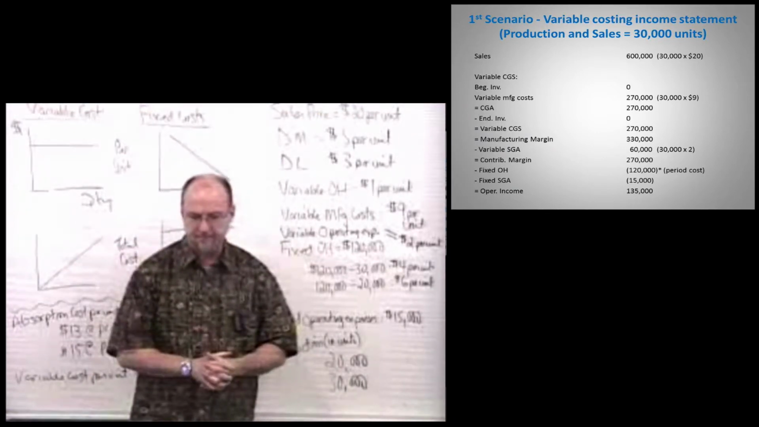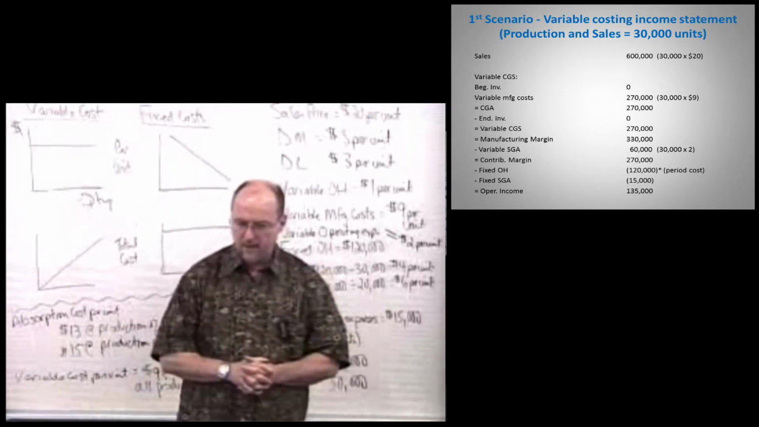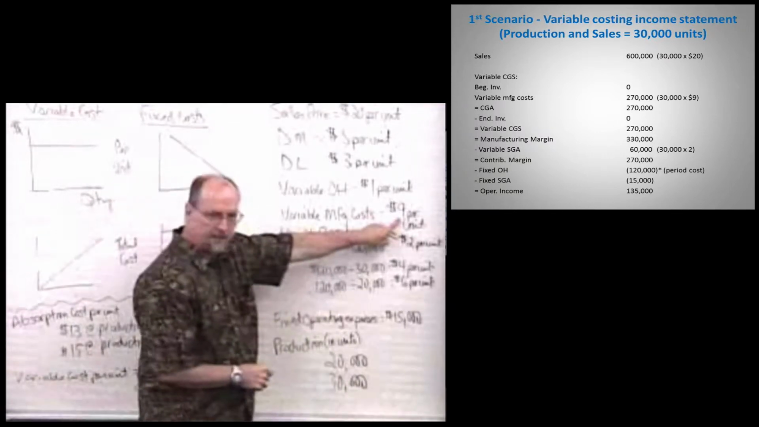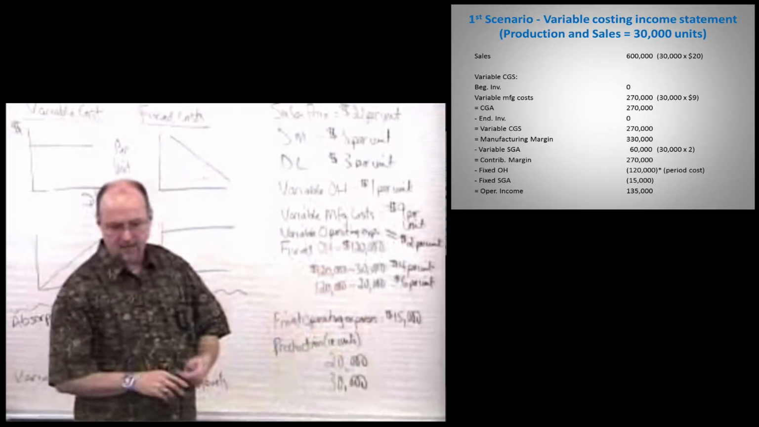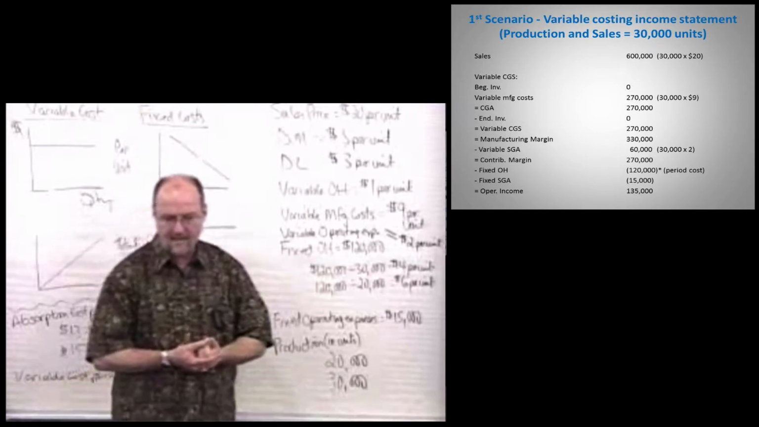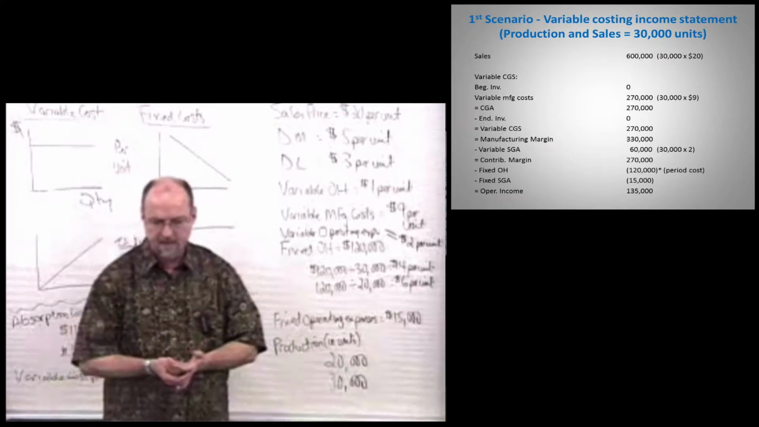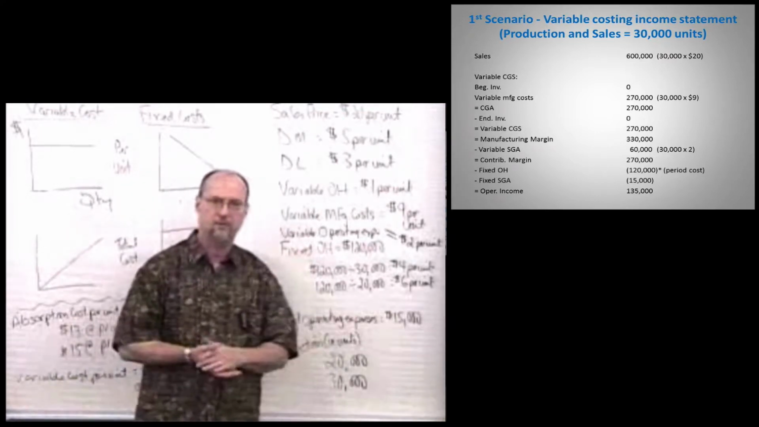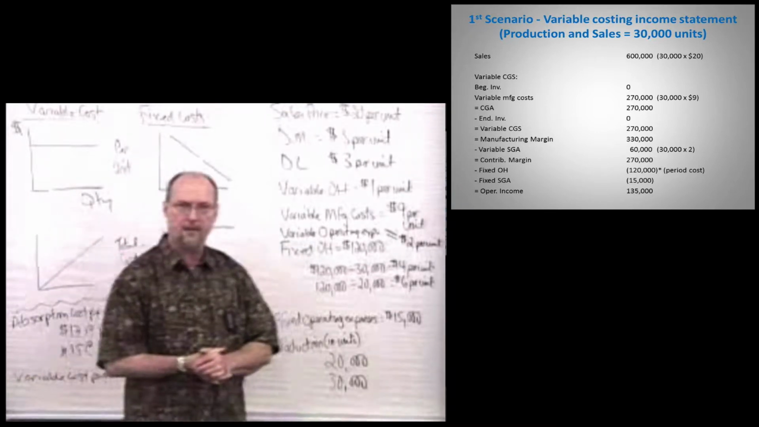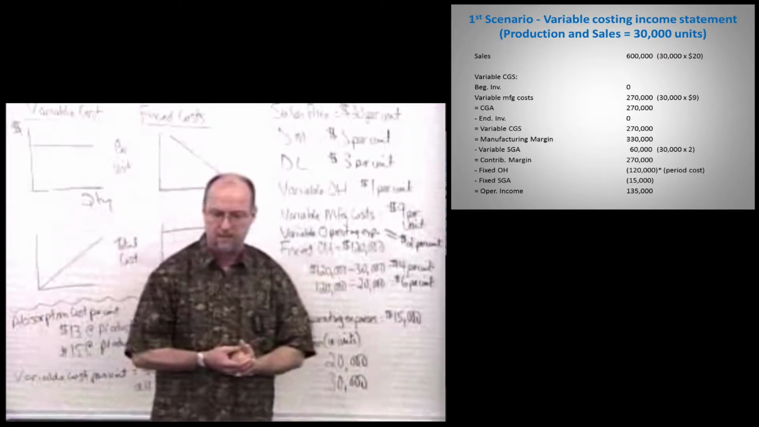Revenue is the same. Now notice, my manufacturing costs under variable costing: we produce 30,000 units. My variable cost is $9 per unit right here. 30,000 times 9 is 270,000. No beginning or ending inventory. So I have a new term here that we call variable cost of goods sold, 270,000. Revenue minus my variable cost of goods sold produces something called the manufacturing margin of $330,000. It's a new term for you. Sales minus variable cost of goods sold equals the manufacturing margin.